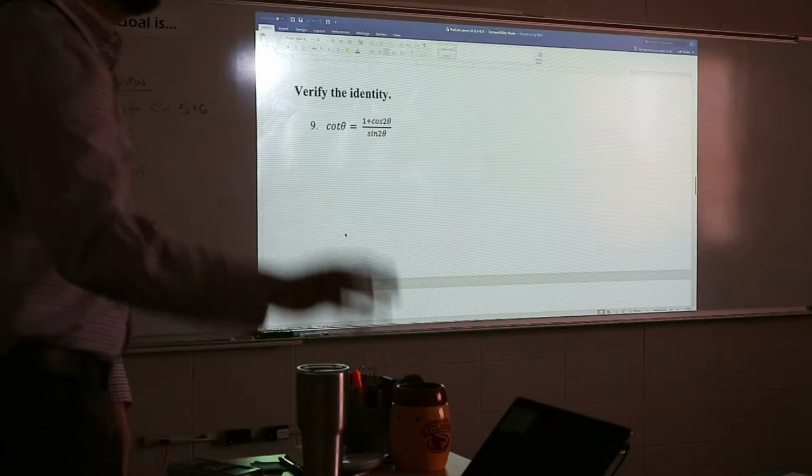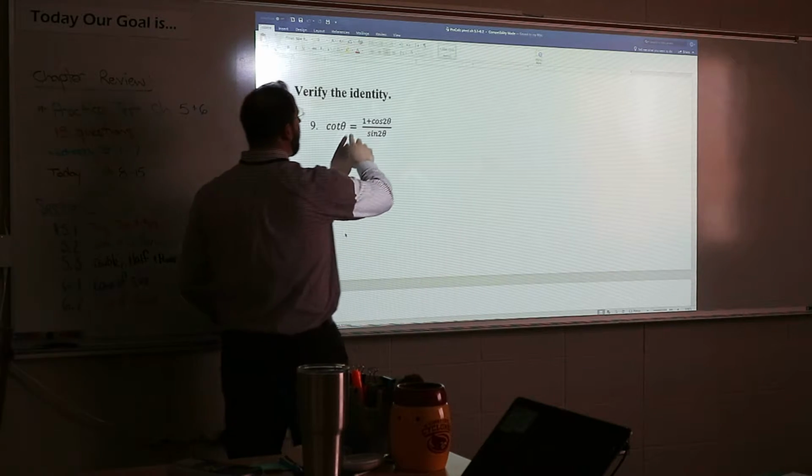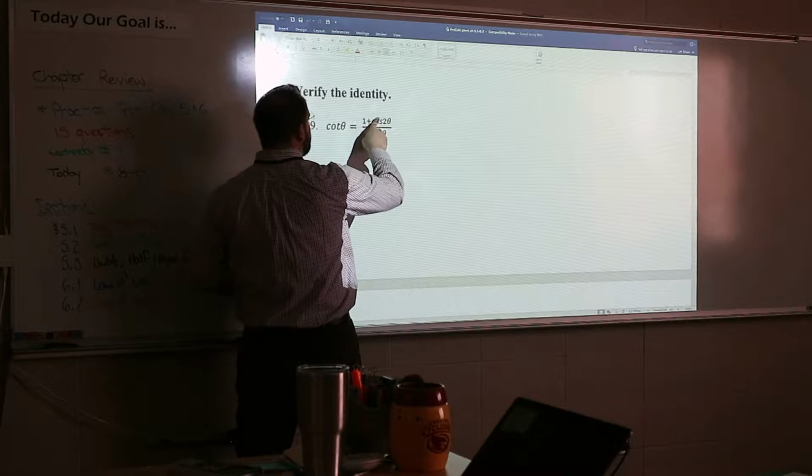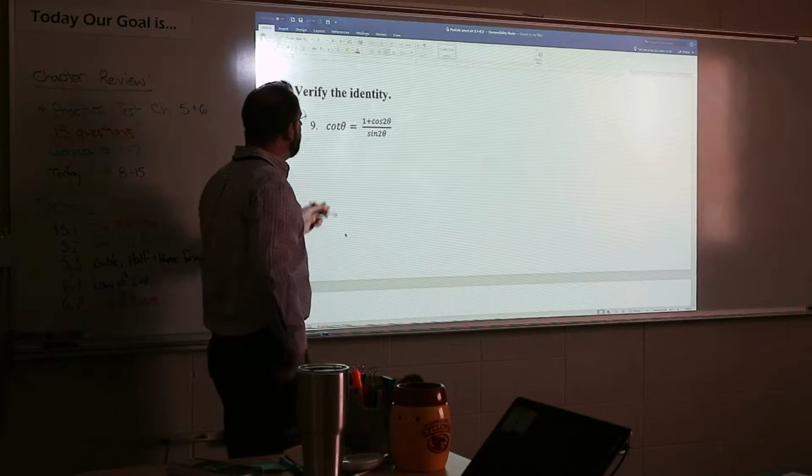Number 9. You have to do substitutions here and actually solve. I'm trying to prove that this whole thing is equal to cotangent. Now, how am I going to do this? So hopefully this will make sense.